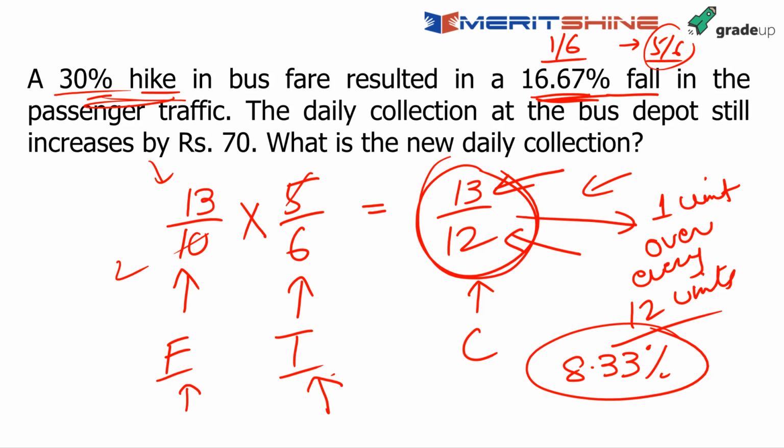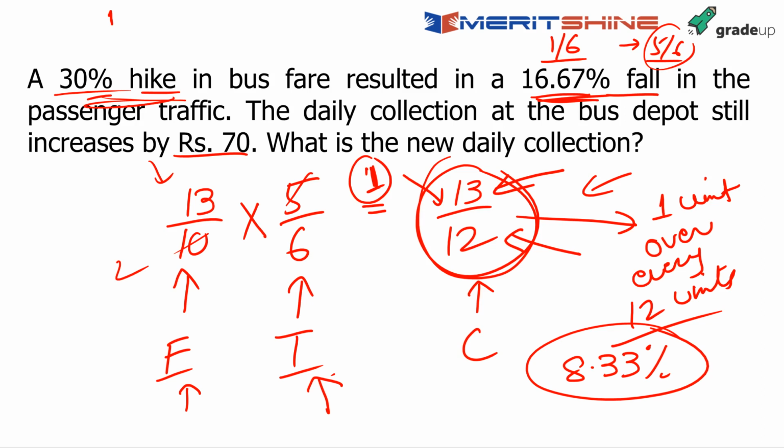What does the question say now? I know that the increase is in the proportion of 13 by 12. The daily collection at the bus depot increases by rupees 70. Now look here, this 13 by 12 is an increase of 1 unit. Had the collection been 12 earlier, the new collection would be 13. So the change would be of 1 unit. This is the unitary system which you studied in 7th standard.